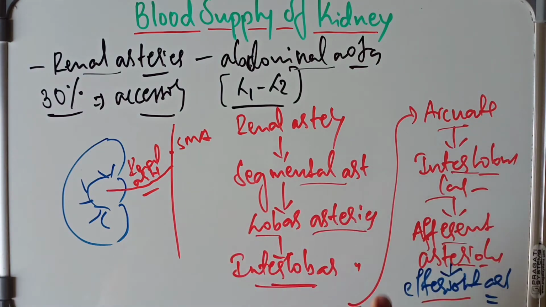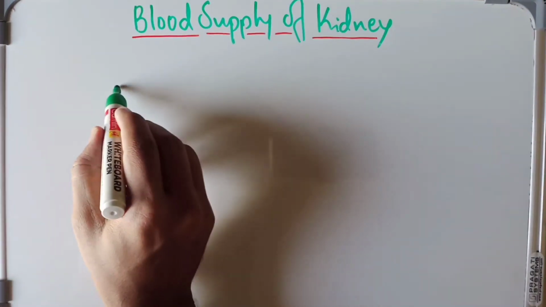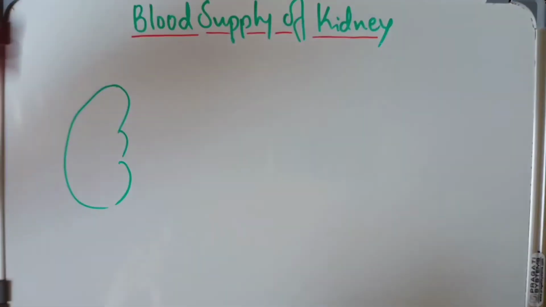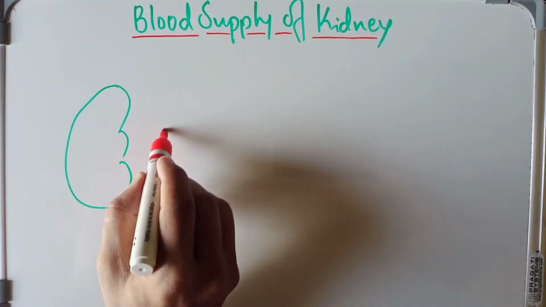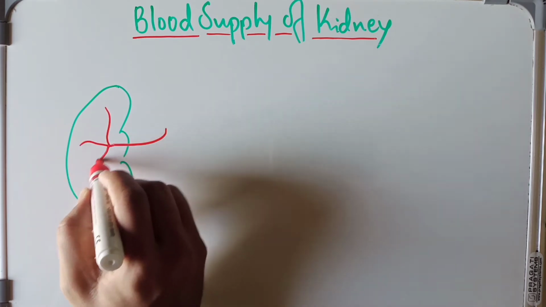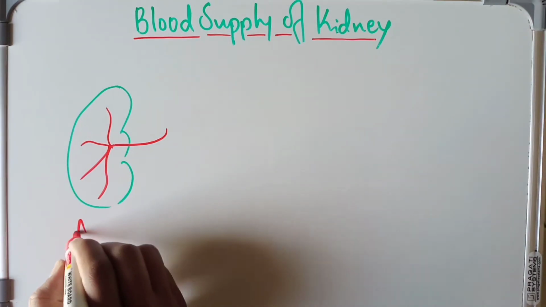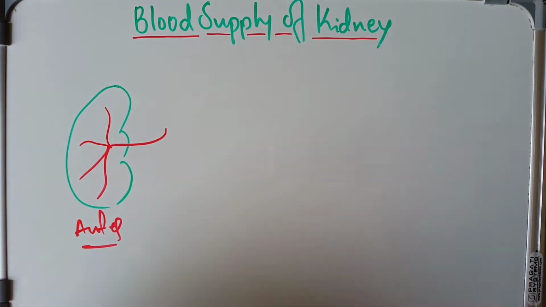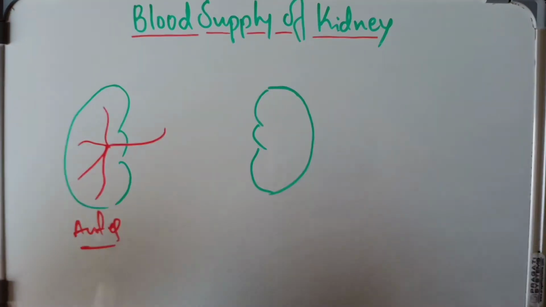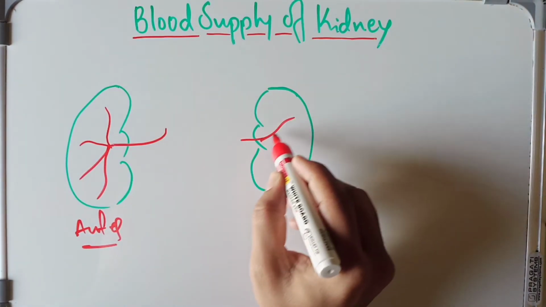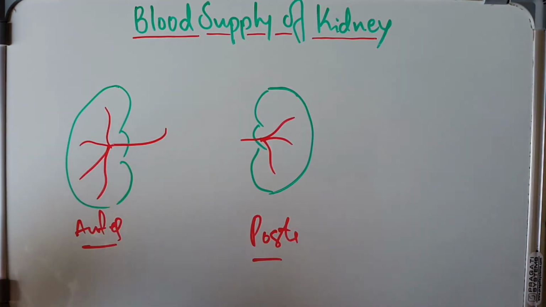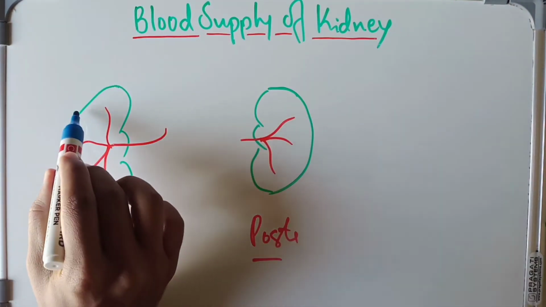Now I will draw in detail to show you how these are done. So basically if you see, this is the kidney, right? And then the renal artery will arise through the hilum, and then it will divide into segmental arteries. So this is the anterior portion of the kidney, and this is the posterior portion of the kidney. In the anterior portion, it will divide into 4 different segmental arteries.